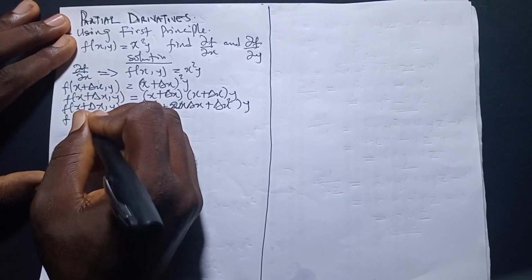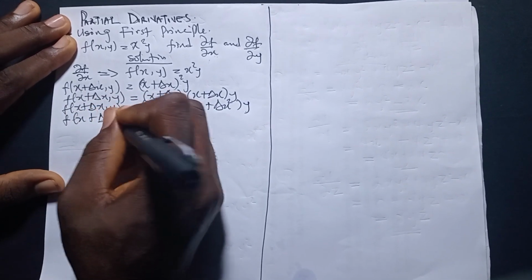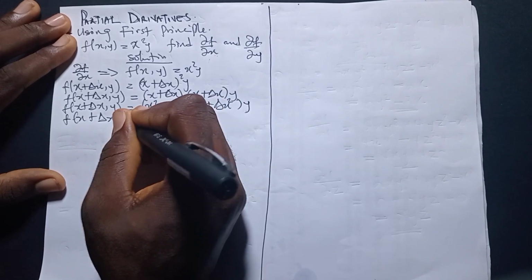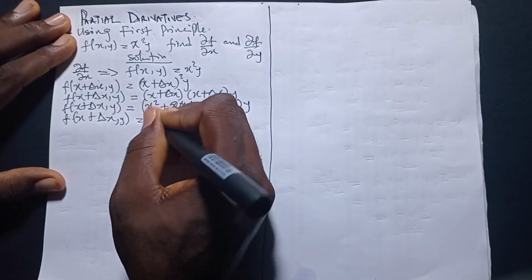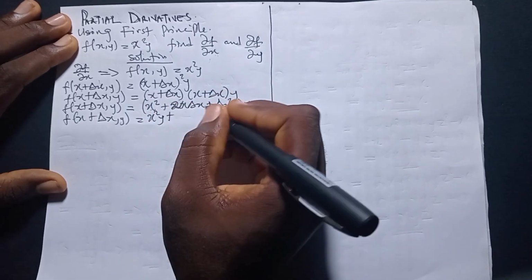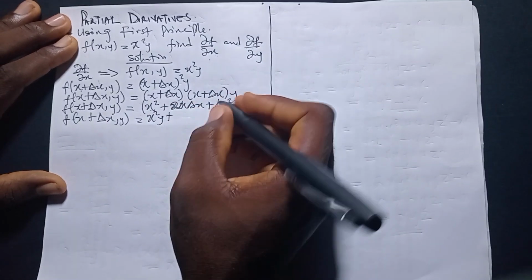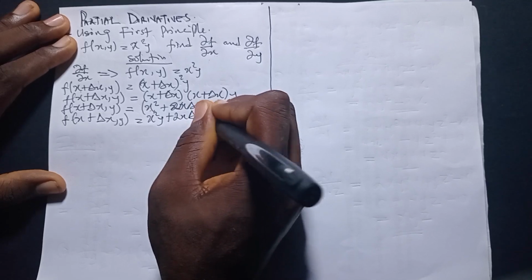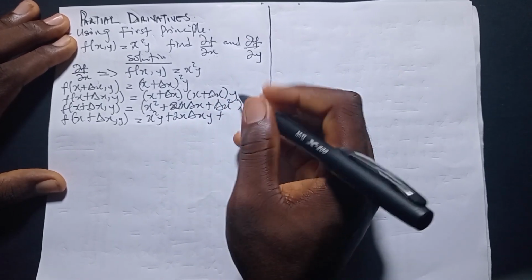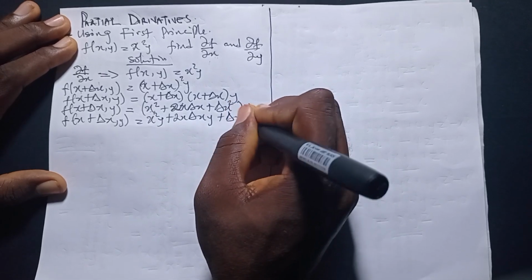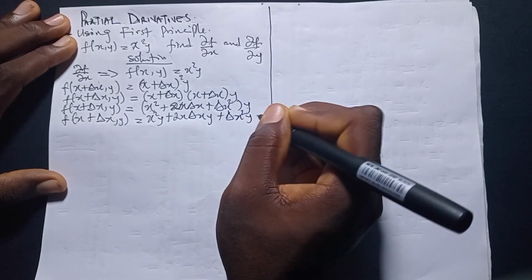So we have f of x plus change in x, y equals y times x squared, which gives x squared y, plus y times 2x change in x, which is 2x change in x y, plus y times (change in x) squared, which is (change in x) squared y.